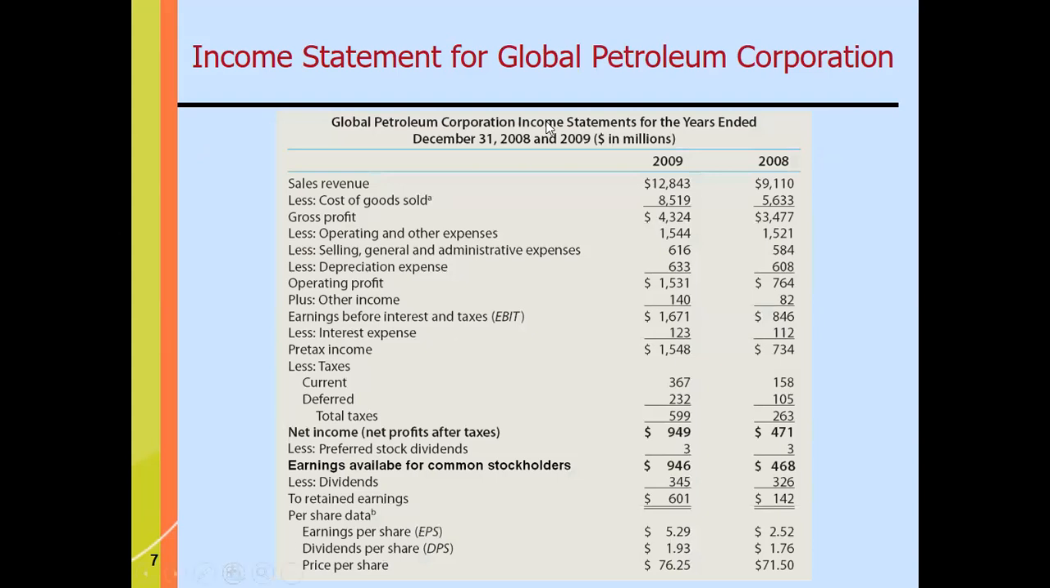Now, this is the income statement for GPC or Global Petroleum Corporation. From sales less cost of goods sold, take note of the gross profit. If we deduct all our operating expenses, including our classifications of selling and general and administrative, that is just how the company presents them, but we all know that even selling and general and administrative would be part of the operations of our business. Then depreciation equals operating profit. If we add other income, that would be EBIT.